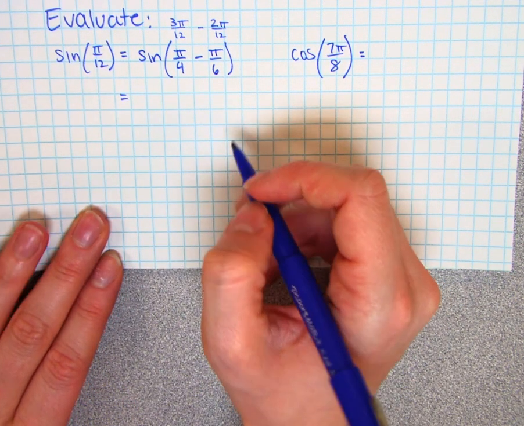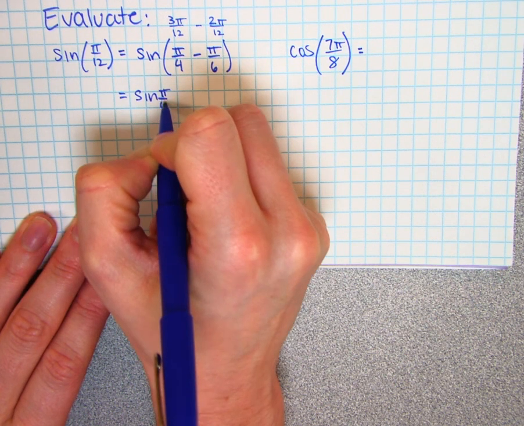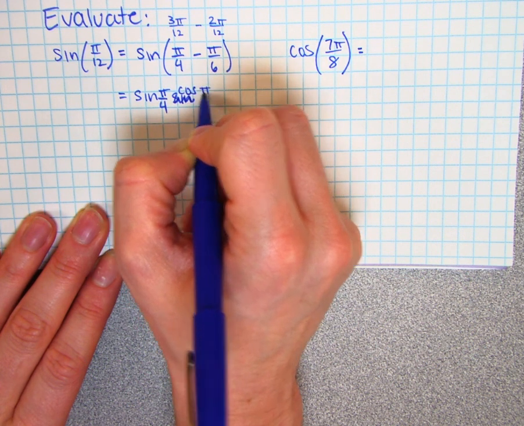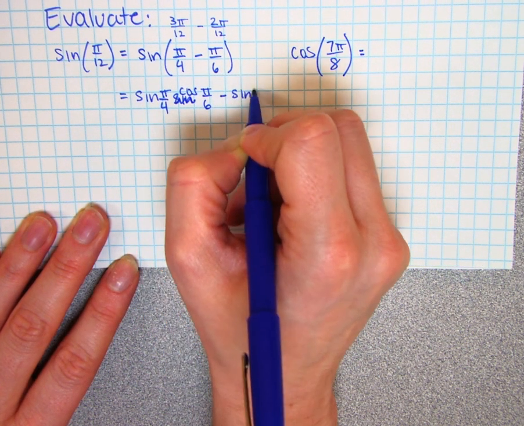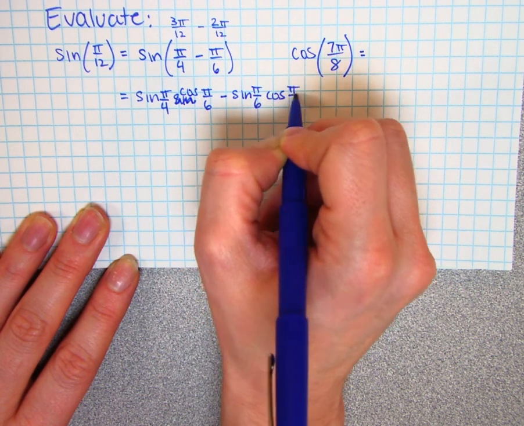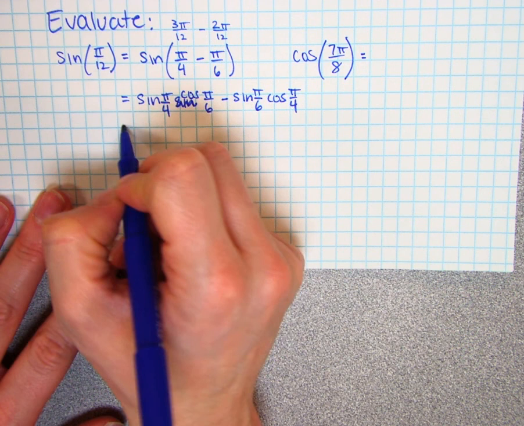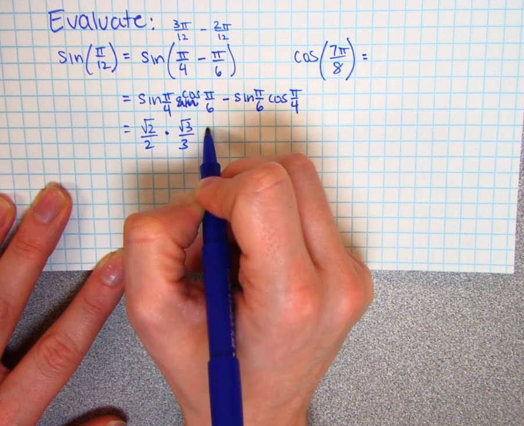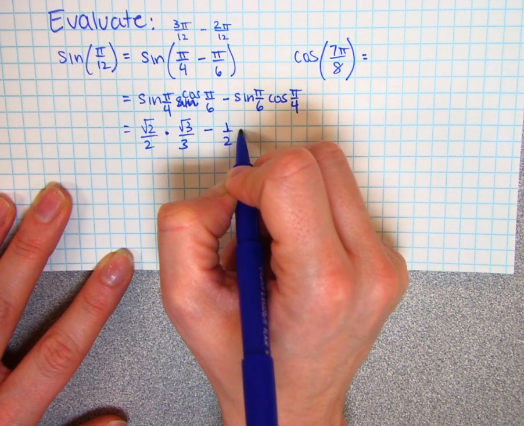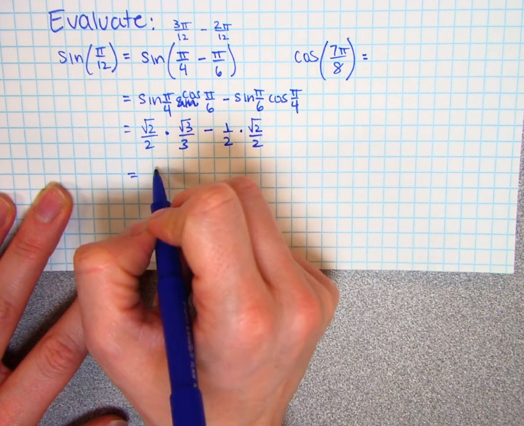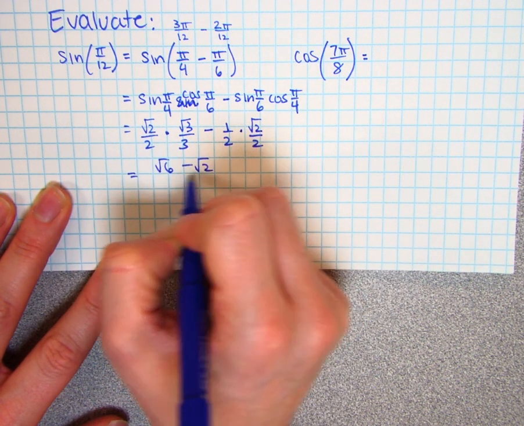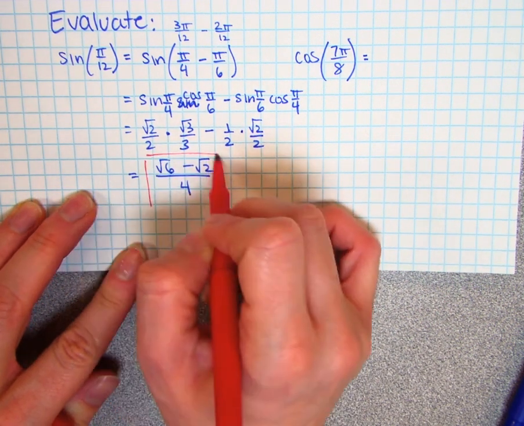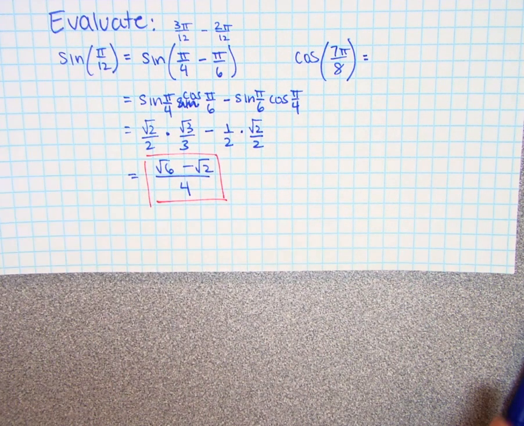Using the sine difference formula, we get sine of pi over 4 times cosine of pi over 6 minus sine of pi over 6 times cosine of pi over 4. Evaluating, we get root 2 over 2 times root 3 over 2 minus 1/2 times root 2 over 2. When we combine those, I get root 6 minus root 2 all over 4, and we can leave it like that. For our next one, we have cosine of 7 pi over 8.